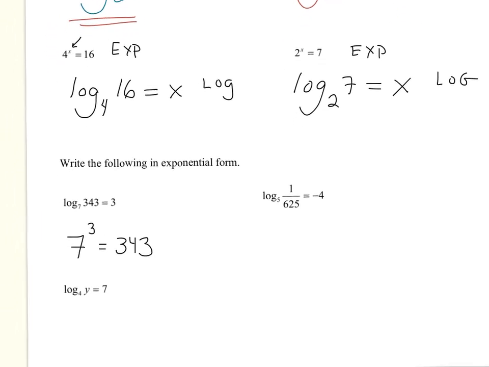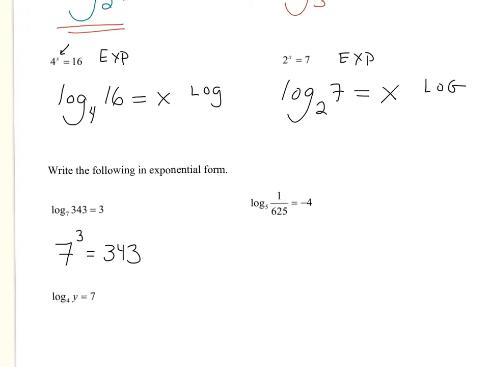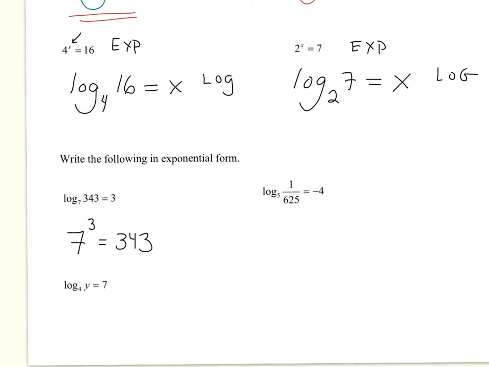So log base 7 of 343 equaling 3 can be the same as 7 to the third equals 343. Same thing here. If we look at this, this would be written as 5 to the negative fourth, base to that power, equals 1 over 625. When they have all numbers, they're really not helpful. It's just a little practice to show how the different forms do work out.